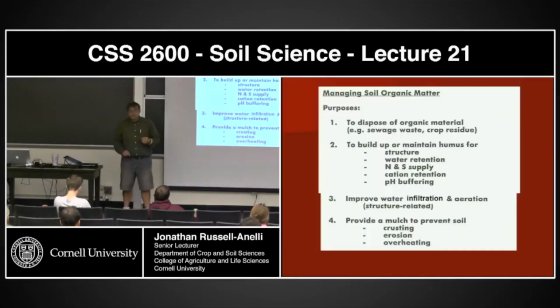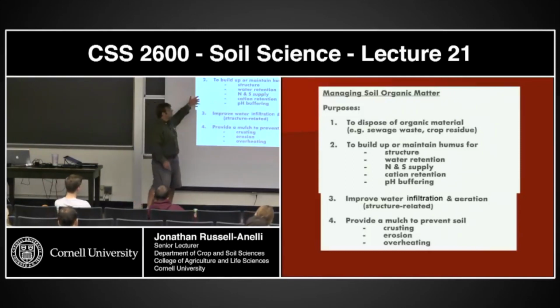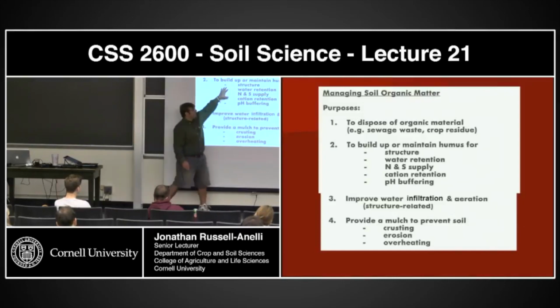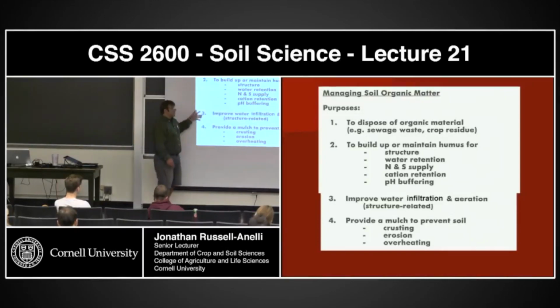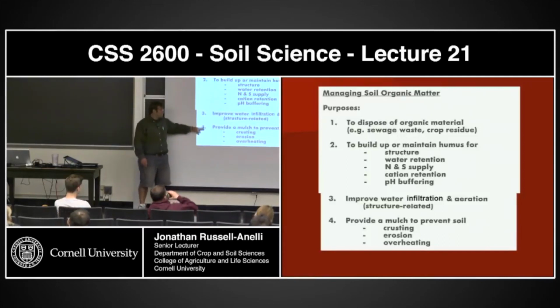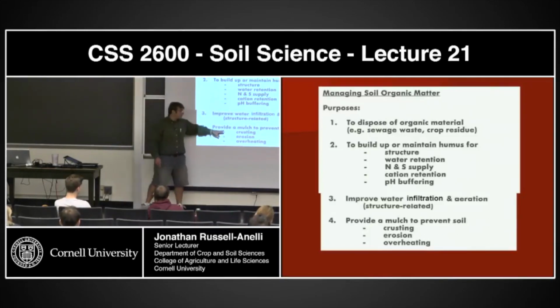All right, so if we're going to be managing soil organic matter, there are a lot of different reasons why we would do that. We might want to dispose of organic matter, okay? We might want to build up the humus material of our soils for all these benefits. We might want to increase infiltration and aeration. We might, in fact, want to improve soil climate as well as prevent damage to the soils.